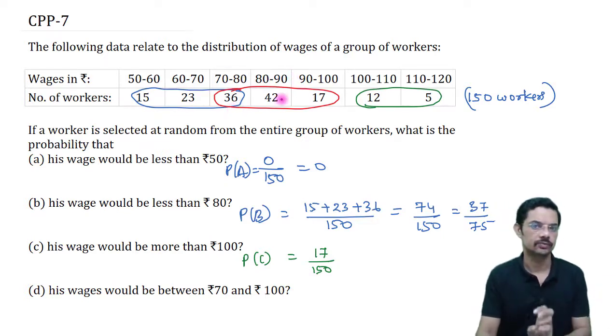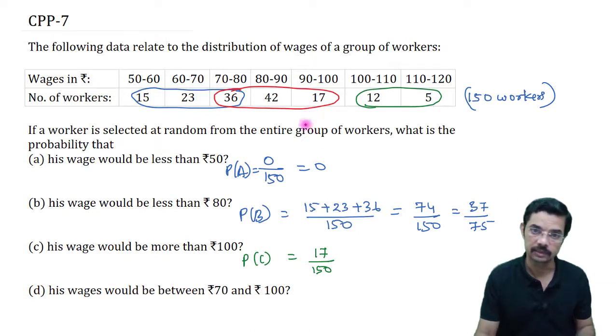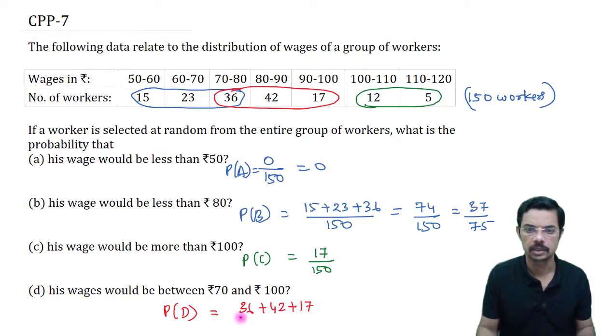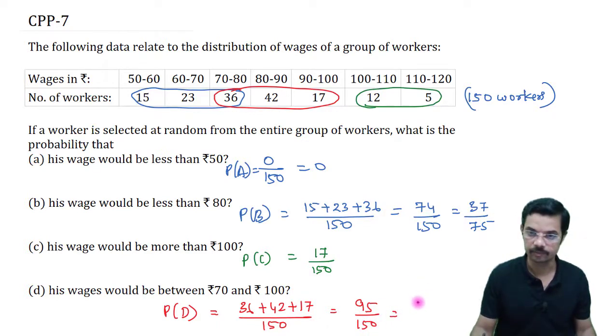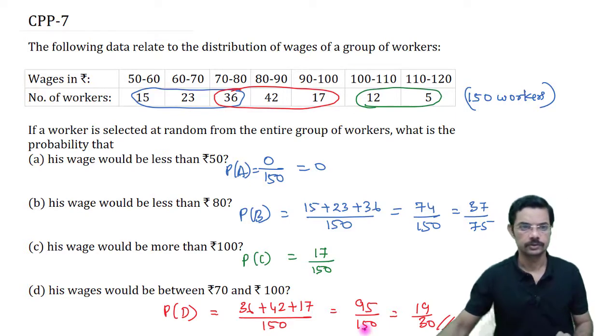So it is 36, 42 plus 17. So the probability of the event D, let me take this as D, becomes 36 plus 42 plus 17 divided by 150. This will go up to 95 divided by 150. This can be divided by 5: 19, 5 is 95, and here we have 30. So this is your answer.